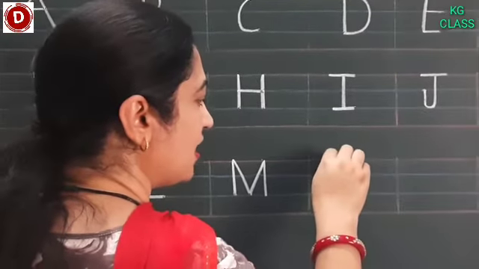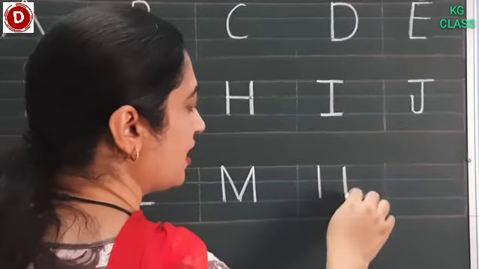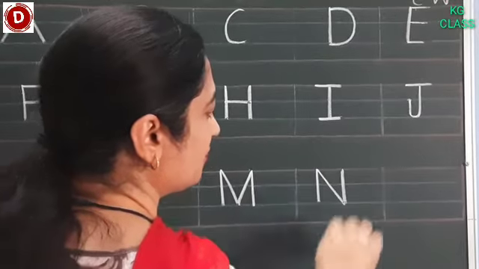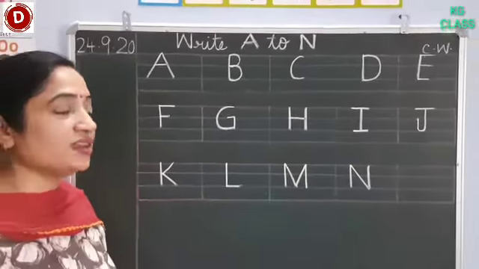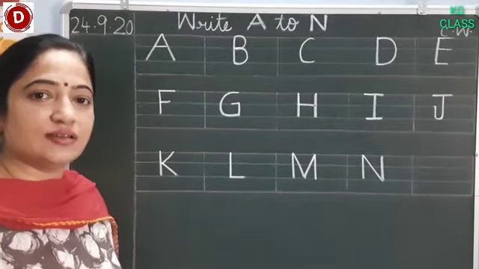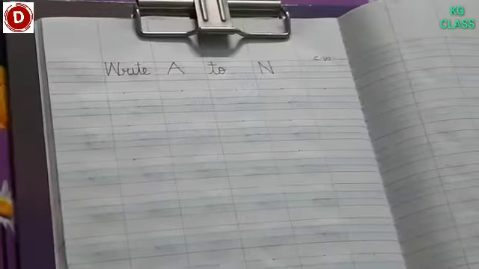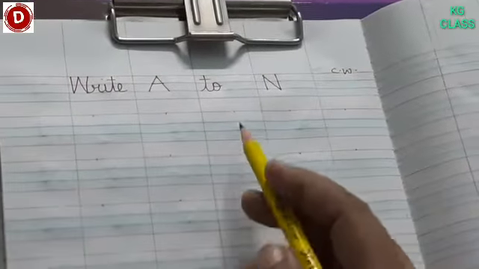After M comes N. Two standing lines and one slanting line like this. Children, in this way you have to write A to N in series. Now I will teach you in your notebook. Children, you have to write capital A to N in your English notebook.